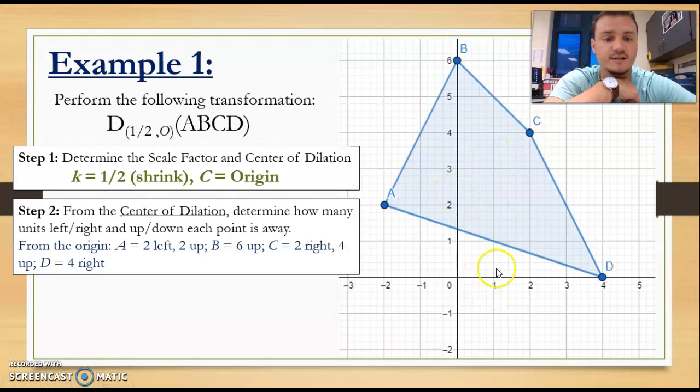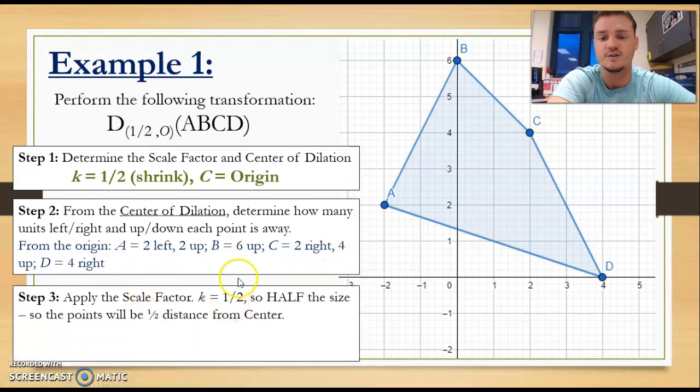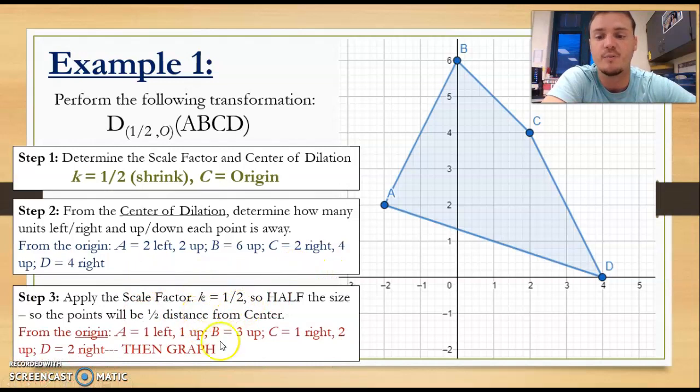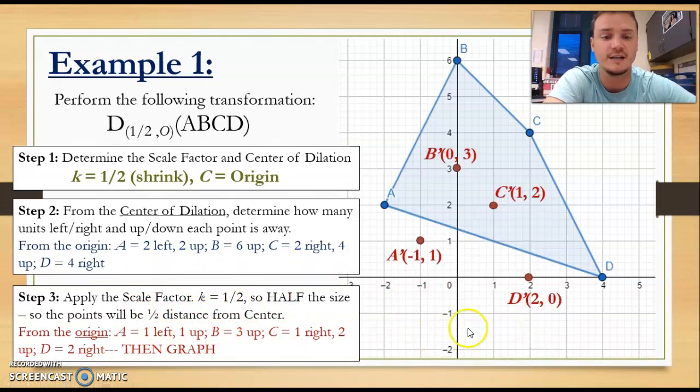For C, it's 2 to the right, so half of that is 1 to the right. And then it's up 4, so divided by 2 is going to be up 2. So we go 1 to the right and then up 2, so C prime would be right here. And then you just apply the scale factors, so multiply by 1/2. And like we kind of said, you're going to get this new image here. Again, dilation should not be too tricky here. You just figure out where your center of dilation is, count how many units each point is away, and then apply the scale factor.